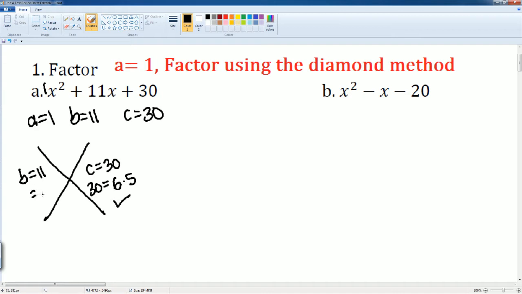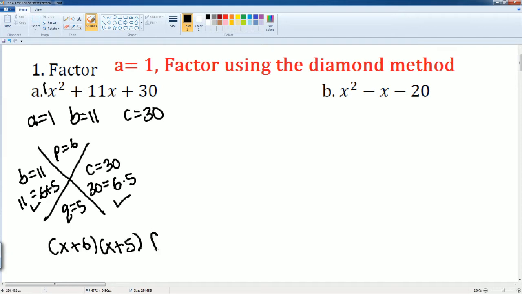6 times 5 gets us 30, so that works. Then on the left hand side we add 6 plus 5. That gets us 11. So that works. So our P value here is 6. Our Q value here is 5. In factored form, it looks like X plus 6 parentheses and X plus 5. These are your factors.